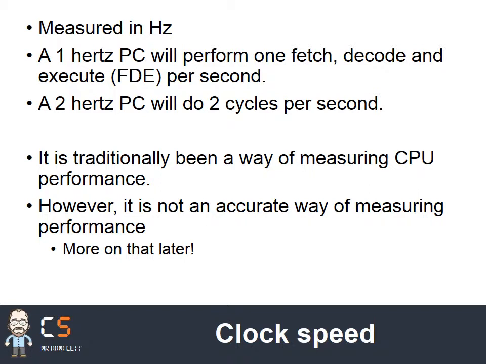So we've talked about this idea of clock cycle very briefly, but we've not really made it clear what we mean by clock speed. So CPUs have a speed, and that speed is measured in hertz. So a 1 hertz PC is going to perform 1 FD cycle per second. So when we say clock cycle, we mean 1 fetch, 1 decode, 1 execute cycle. A 2 hertz PC will do 2 cycles per second, and so on and so forth. So it's traditionally been a way of measuring CPU performance. It's not the best way of doing it though, and we're going to talk about that later on in this presentation.